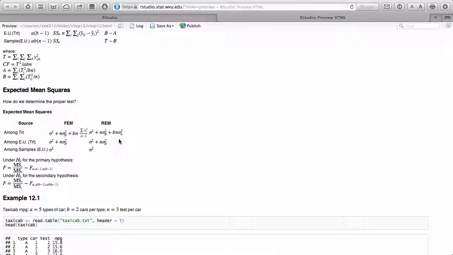Or if I have fixed effects, I'm interested in the alpha sub i's all being 0. And again, what am I going to test by? This is where people make a lot of mistakes. I don't test by the bottom one, the among samples within experimental units. Notice that I test by the middle one, the among experimental units within treatments. So again, I can carry out the F-test, and that's what I've indicated here.